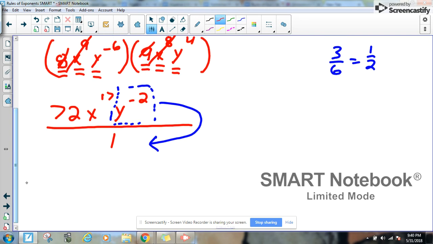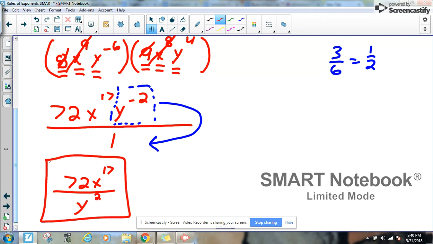So the final answer is going to contain 72x to the 17th in the top, and the bottom is now going to be the y, but since we moved a negative exponent to the other side, it is now positive 2. All right, so this is the final answer to that question.